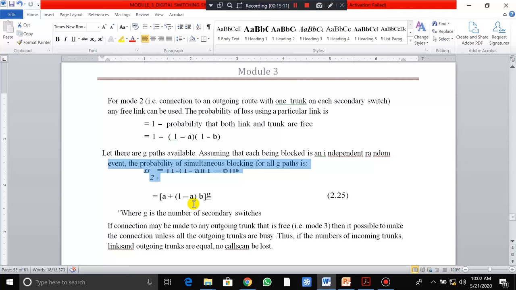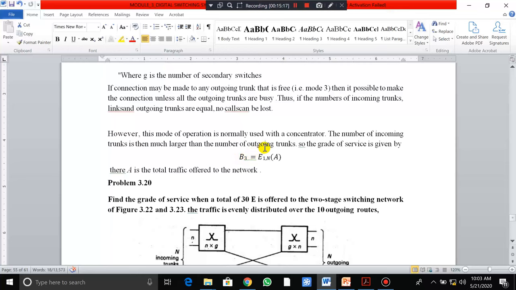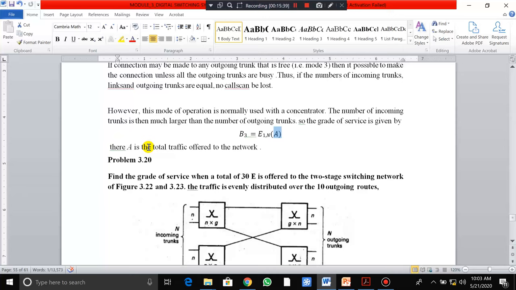However, this mode of operation is normally used with a concentrator, where the number of incoming trunks is much larger than the number of outgoing trunks. Therefore, the grade of service is given by B3 equal to Erlang's C, E1,n of A, where A is the traffic. A is the total traffic, measured in Erlangs. You can recall the equations which we discussed in module number 3.